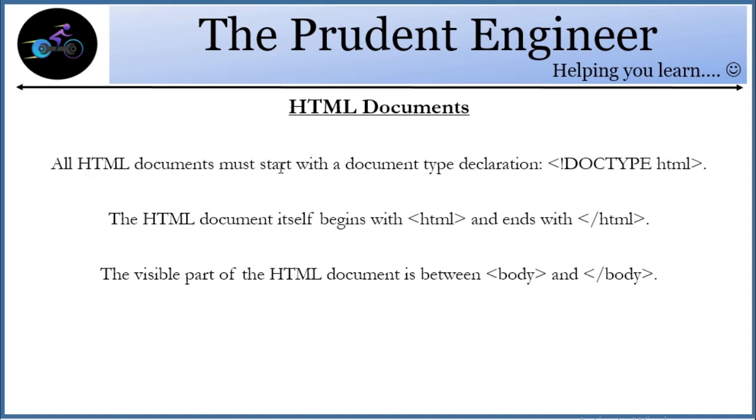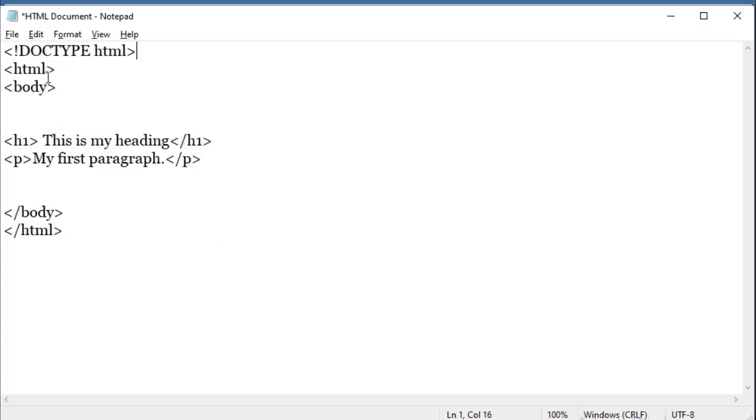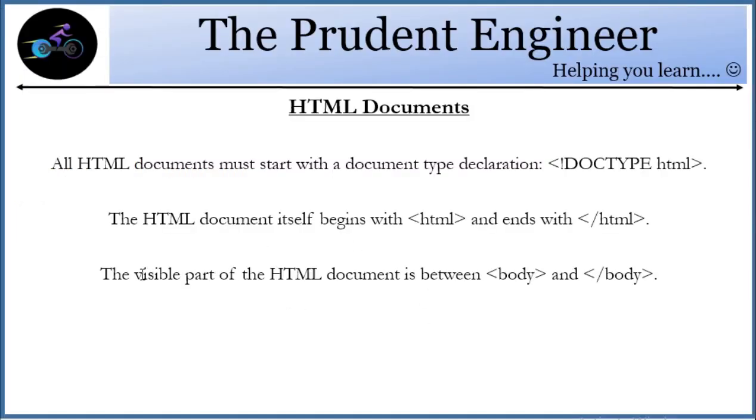All HTML documents must start with a document type declaration as doctype HTML, just like I have shown you previously. Then the HTML document itself begins with an html tag and ends with a /html tag. Also, the visible part of the HTML document is between the body and the /body.